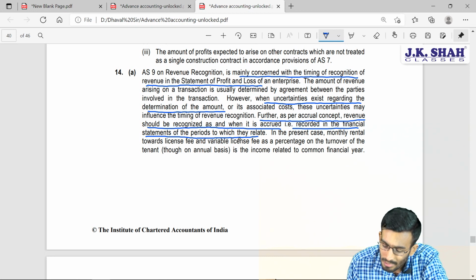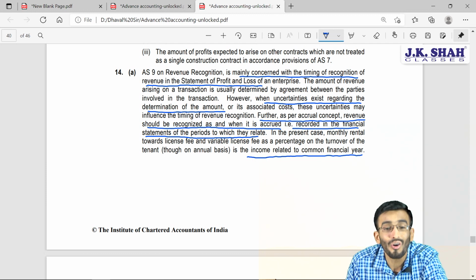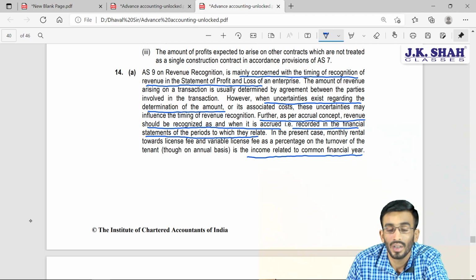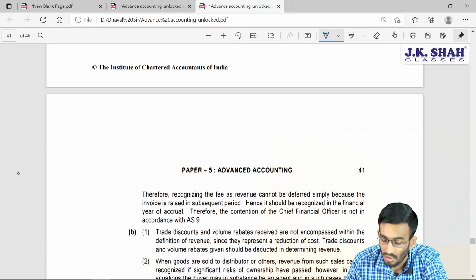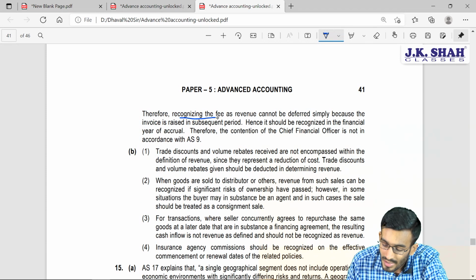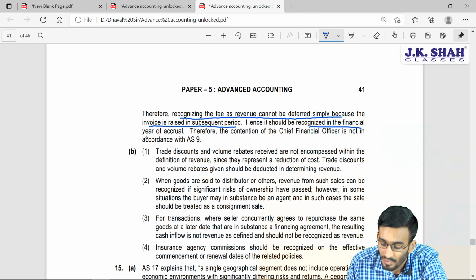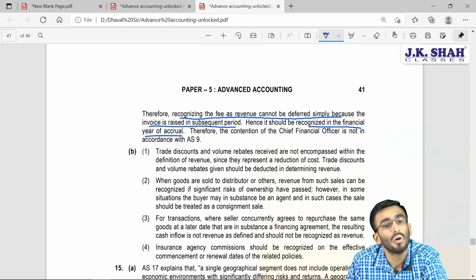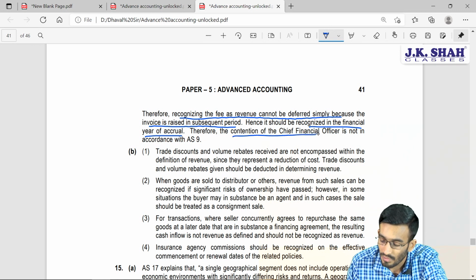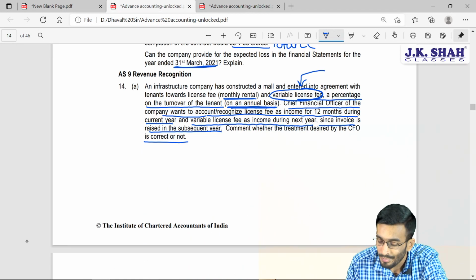In the present case, monthly rental towards license fees and variable license fees as a percentage on the turnover of the tenant is the income related to the current financial year only. It is income related to the current financial year only. Therefore, recognizing the fees as revenue cannot be deferred simply because the invoice is raised in the subsequent year. Hence, it should be recognized in the financial year of accrual only. Hence, the contention of the chief financial officer is not correct.